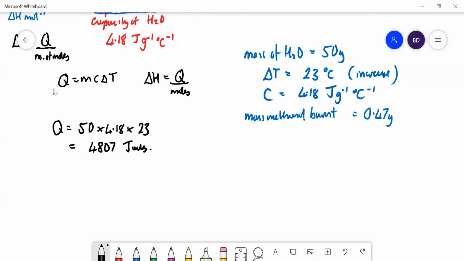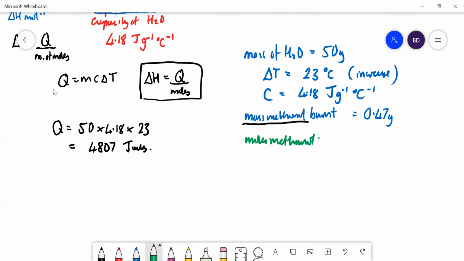Now we need to use this equation next, don't we? But we need to work out the moles of methanol, and we need to work that out from the mass of methanol. So moles of methanol burnt is equal to mass over MR, 0.47 over 32, the MR of methanol, which gives us 0.0147 moles. So now we can put this number of moles into this equation here.